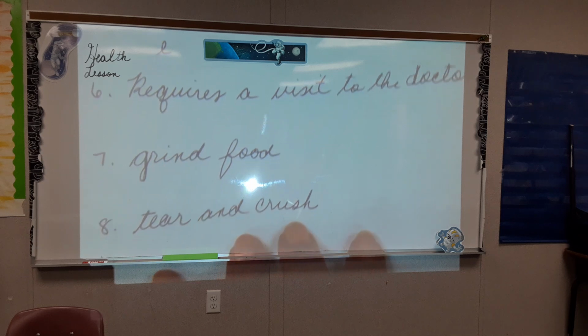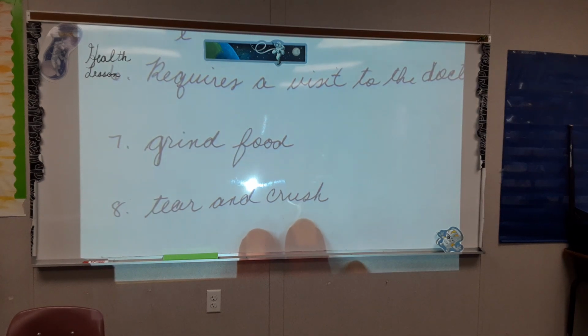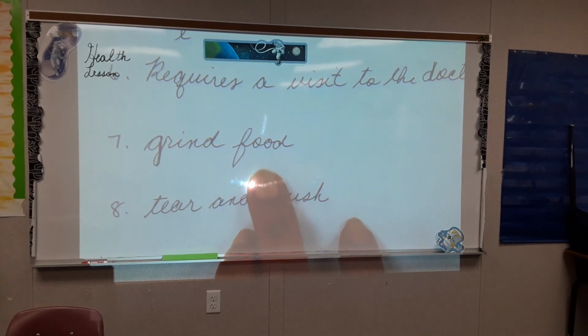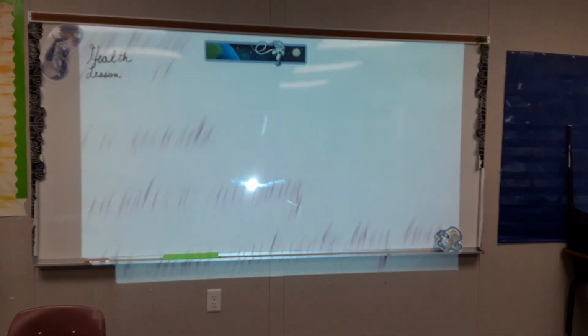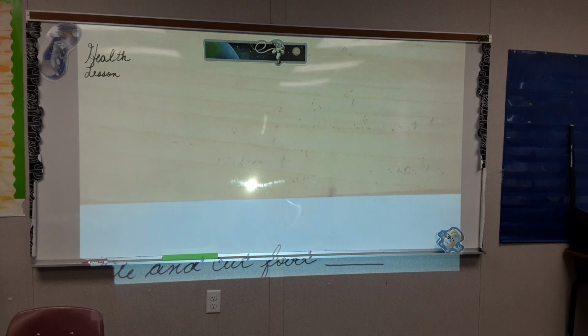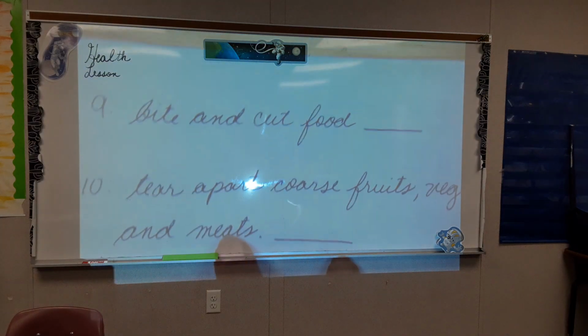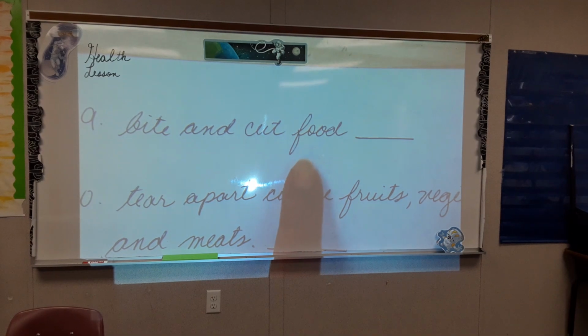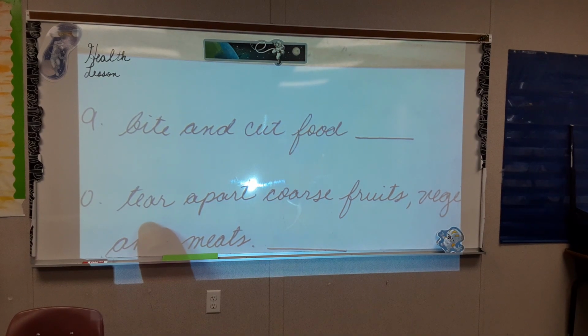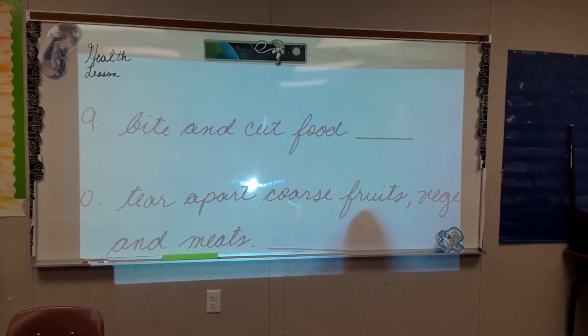Next one, number 7. These are the functions of your teeth. There's one that is for grinding food. There's one that is for tearing and crushing. There's one that you bite and cut food with. There's another one that tears apart coarse fruits, vegetables, and meats. Which tooth?